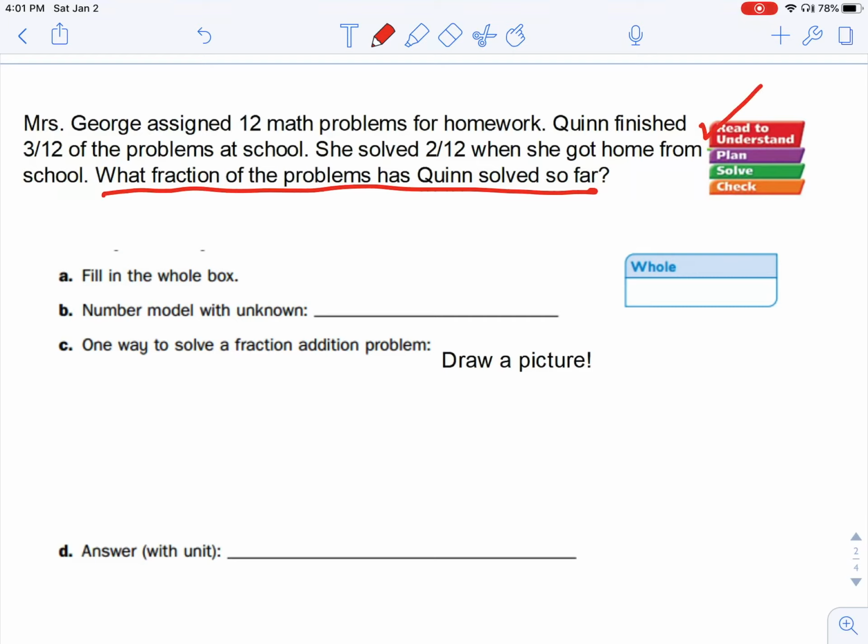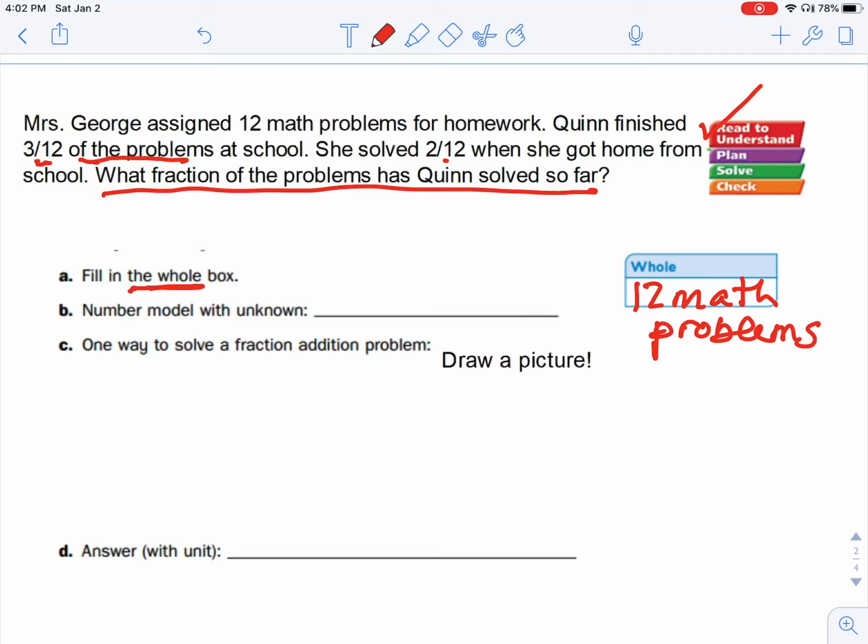So now we've read the problem. Now we need a plan, and one thing that your math journal will always ask you to do is fill out the whole. So in this case, we consider what's after the fraction to see what our whole is. It said she did 3/12 of the problems at school, and 2/12 of the problems when she got home. So our whole is the math problems. And if we're thinking of the whole, how many are there? There are 12 math problems. So 12 math problems is the whole.